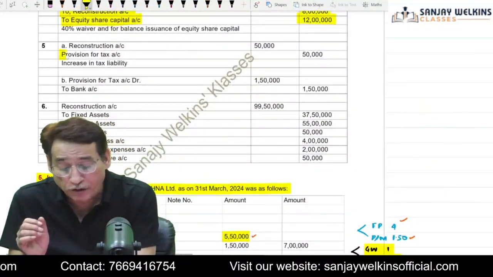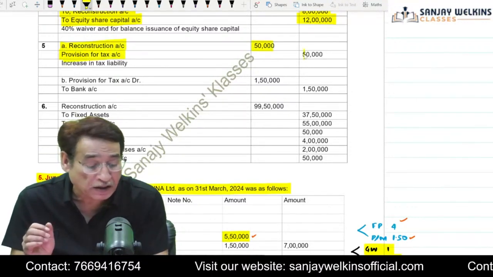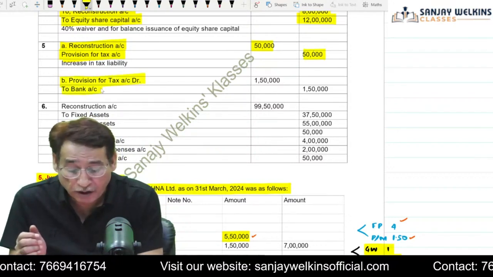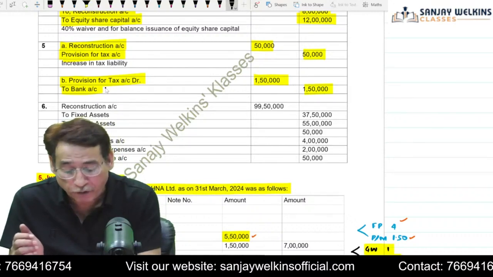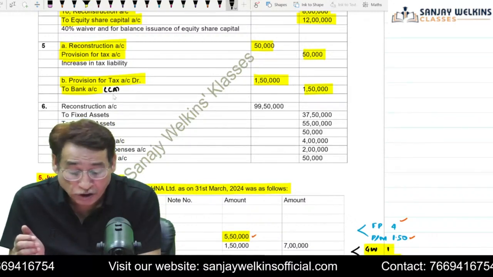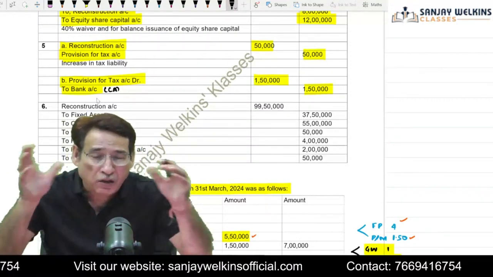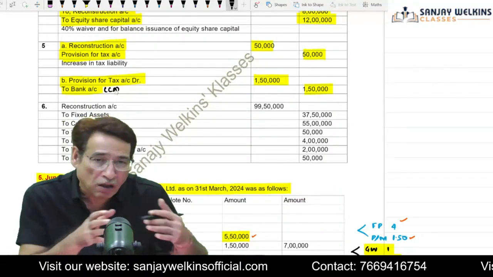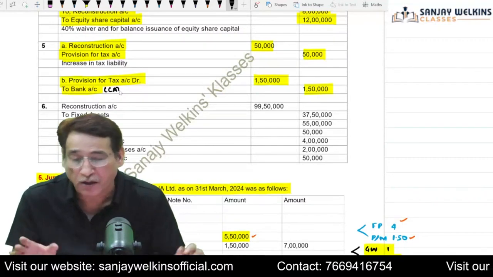See here, reconstruction account debit to provision for tax for increasing the liability. You must settle it also. Provision for tax account debit to bank account. Actually, instead of writing bank, it would be better if you write current assets, because in the question, bank separately is not given. Only current assets have been given. So you will presume that this amount is included in current assets. So instead of writing to bank, you simply write to current asset account.